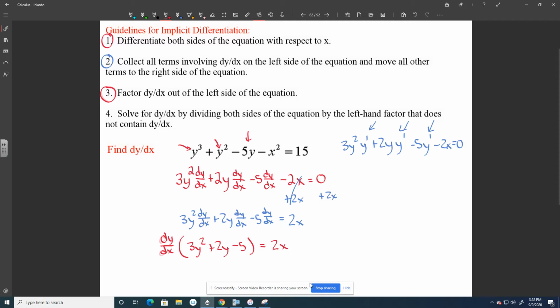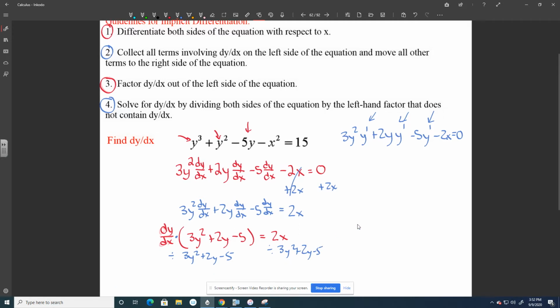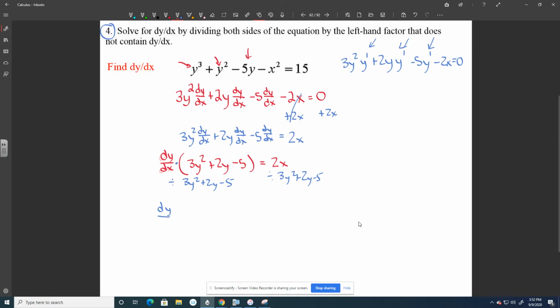Now step 4 is getting dy/dx by itself. So I need to get rid of this big parenthesis. So dy/dx is being multiplied by that parenthesis. So all I have to do is divide both sides by 3y squared plus 2y minus 5. So this side needs to be divided by 3y squared plus 2y minus 5. So when I do that, I end up with dy/dx is equal to 2x over 3y squared plus 2y minus 5. Which is the same thing as saying y prime is equal to 2x over 3y squared plus 2y minus 5. I'm not going to use this one, but you are welcome to, as long as you know what's going on.